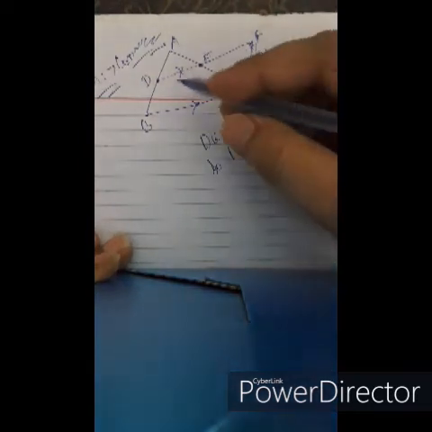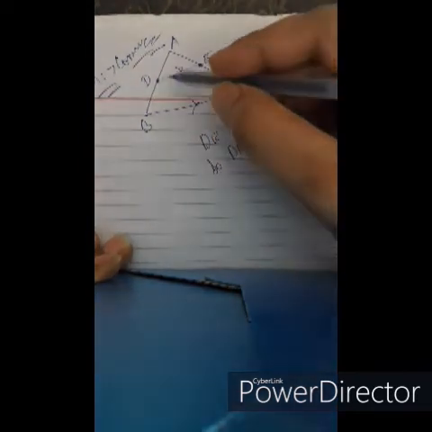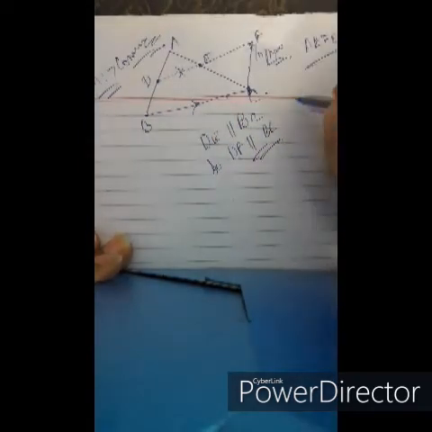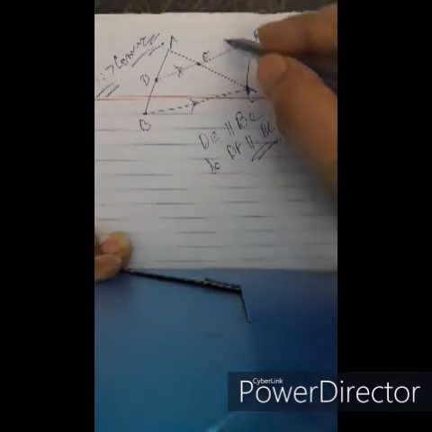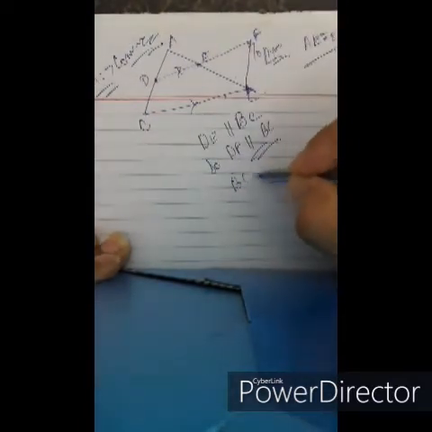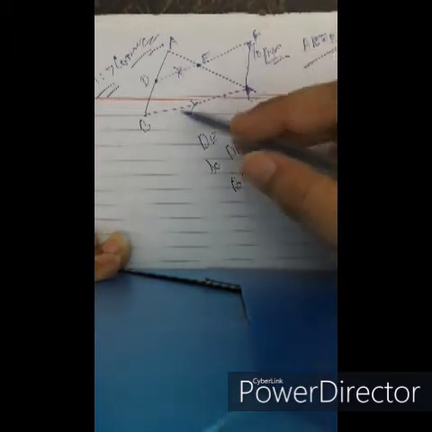After this we conclude that BCFD is a parallelogram, since DF is parallel to BC.